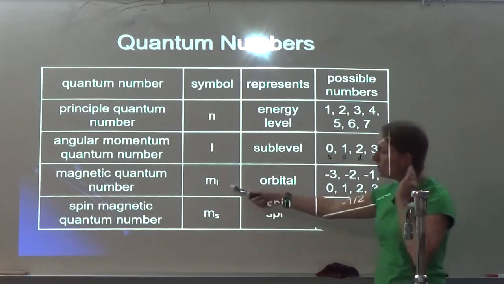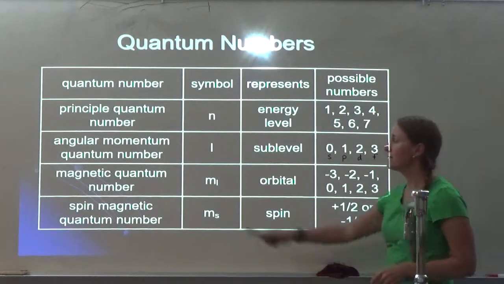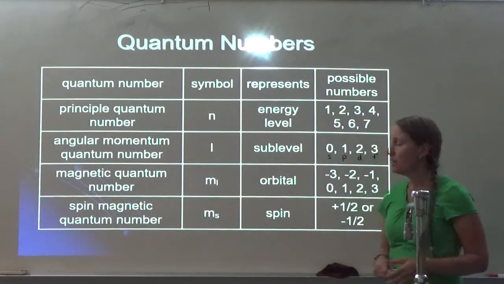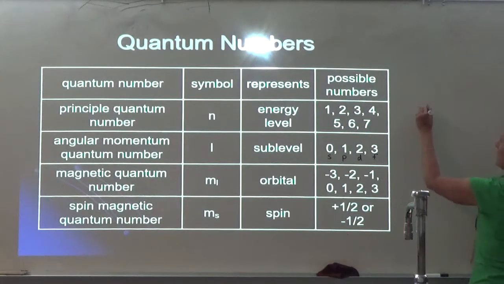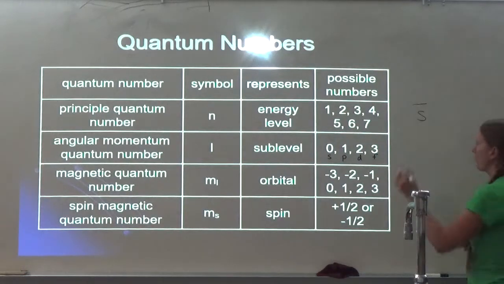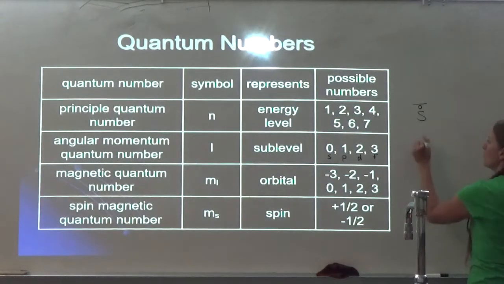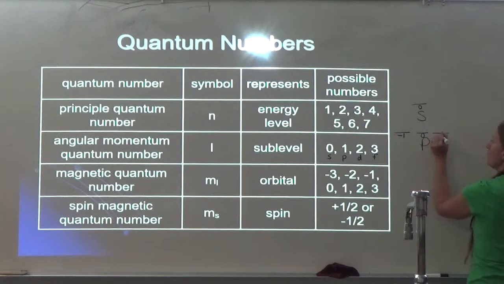m sub l is the magnetic quantum number. Sometimes this will just be called m. And it represents the orbitals. So y'all, when you're doing orbitals, s has 1 orbital. You set it up like a number line and put 0 in the middle, so its number would be 0. p has 3 orbitals, so I'll put 0 in the middle, negative 1 to the left, and positive 1 to the right.